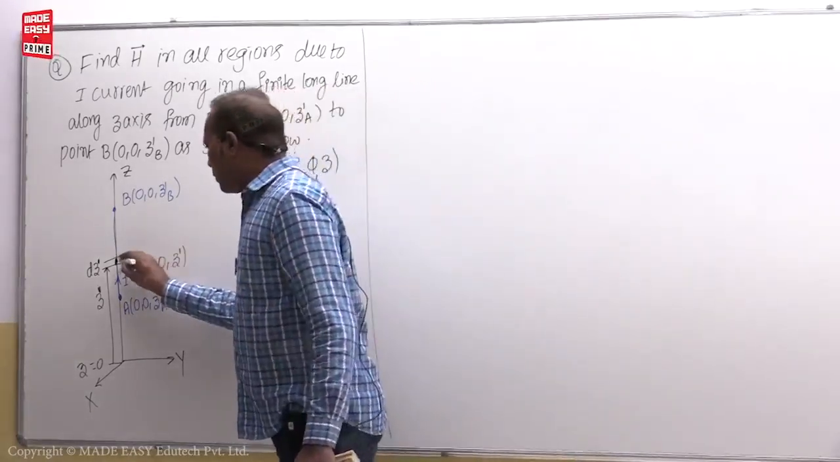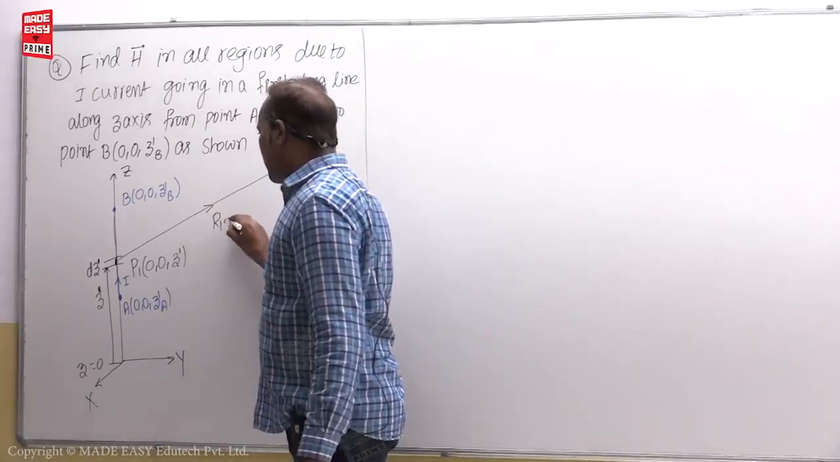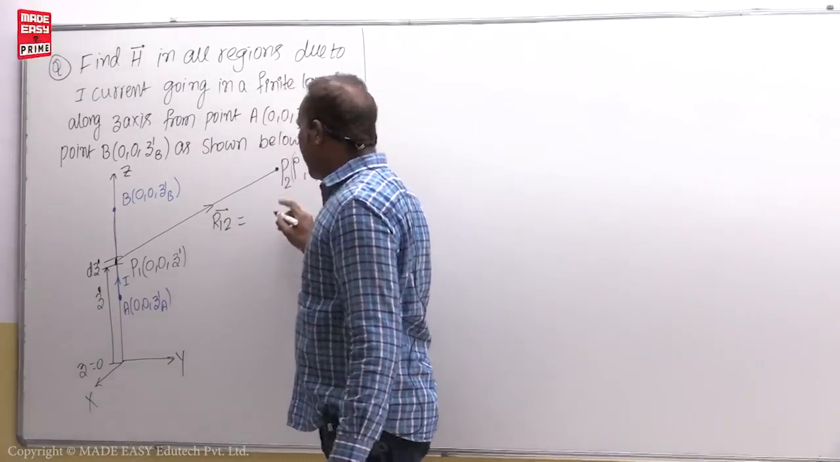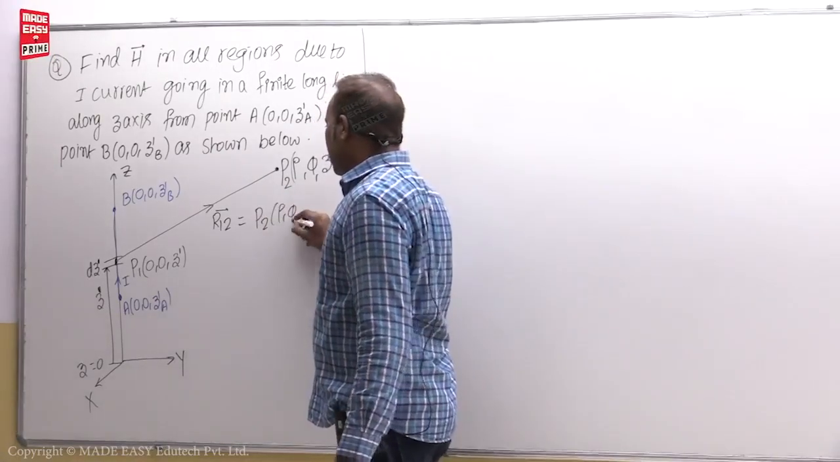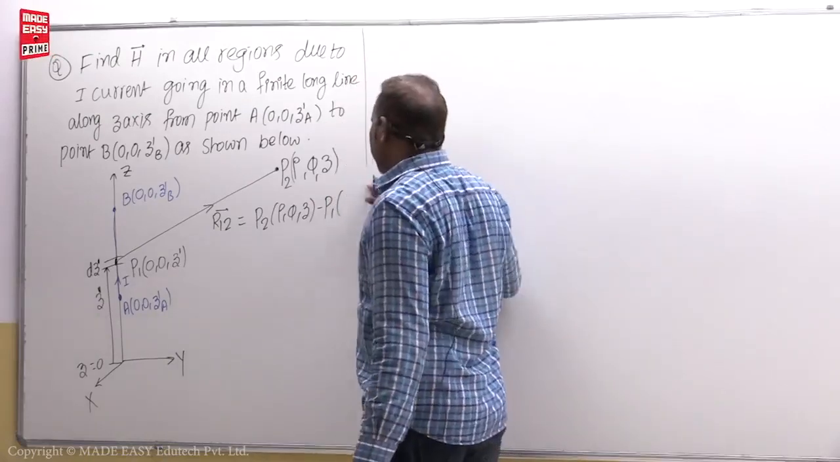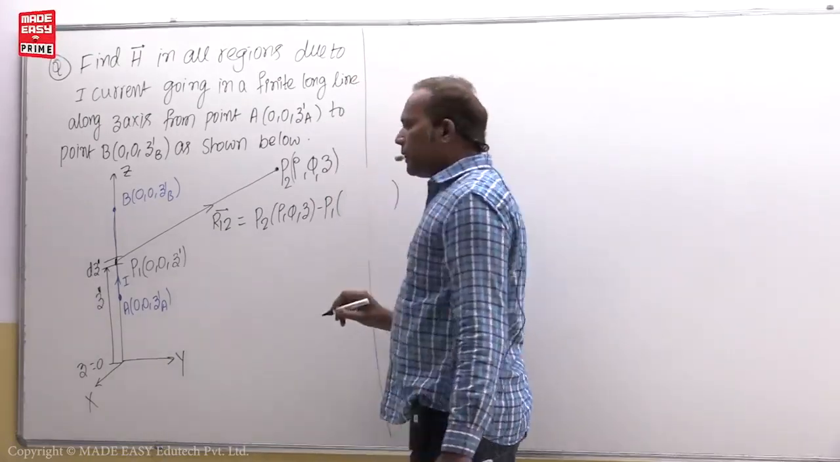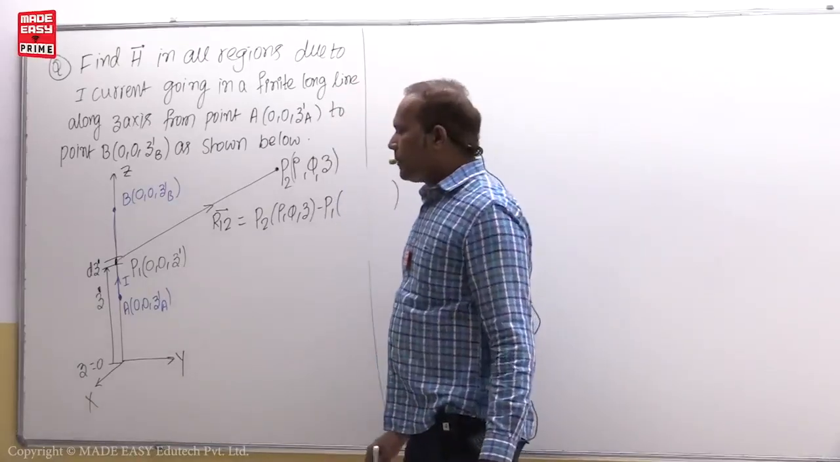Now here R12 bar means like this, R12 bar. That is the field point, I want the field here. So field point minus source point. So here students, we are solving this in the cylindrical system.